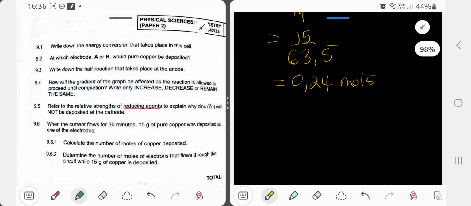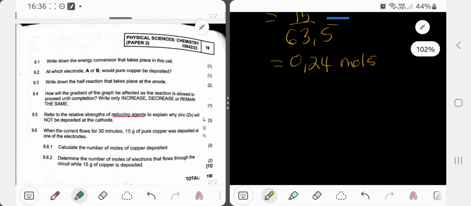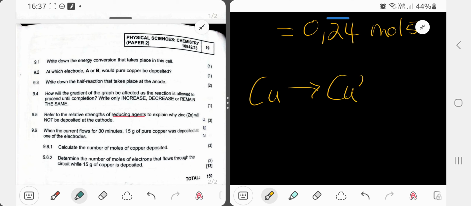Now it says determine the number of moles of electrons that flows through the circuit while the 15 grams of copper is deposited, okay? The number of moles that flows through the circuit. So let's understand something. We have Cu2+ plus 2 electrons. Rather, let's do this: Cu, right? Cu2+, plus 2 electrons, right?